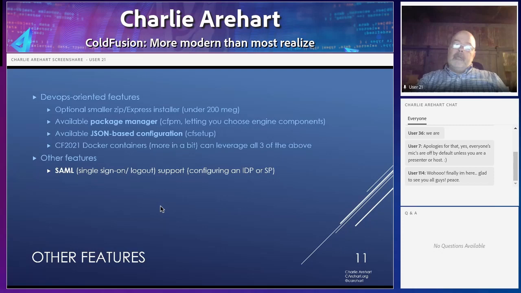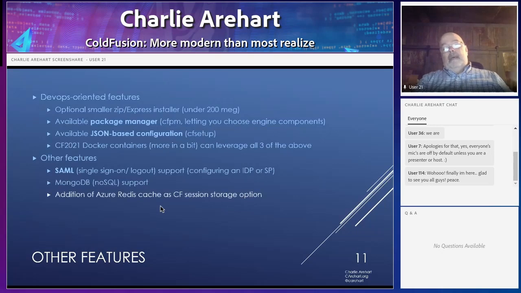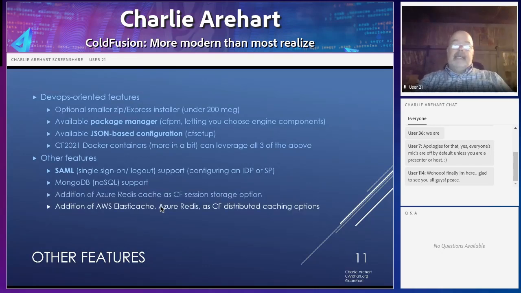Other features new to 2021 that you ought to at least be aware that are there: SAML for single sign-on and logout and configuring both an IDP and an SP. MongoDB support is now built into ColdFusion. Support of Azure Redis as a session storage option. The ability to use Redis as session storage was added in CF 2016. That's not new, but use of Azure Redis cache is new. And addition of ElastiCache Redis as additional distributed caching features. Those were added in 2018, distributed caching, but now you've got these additional options for distributed caching.